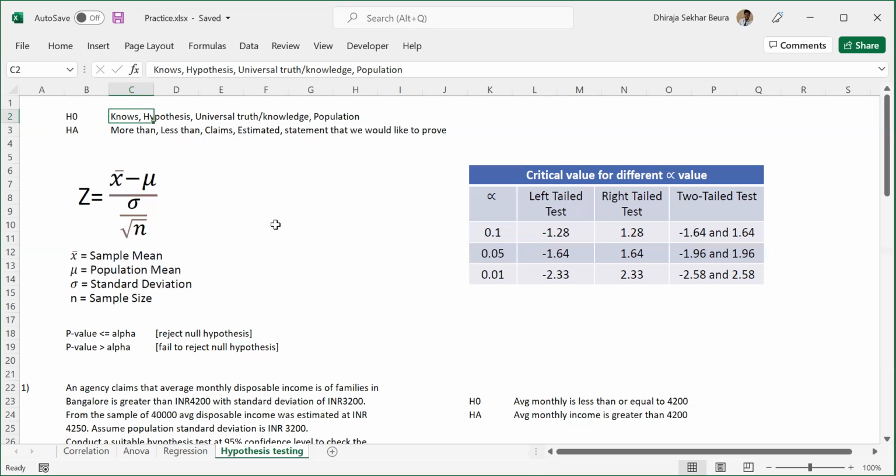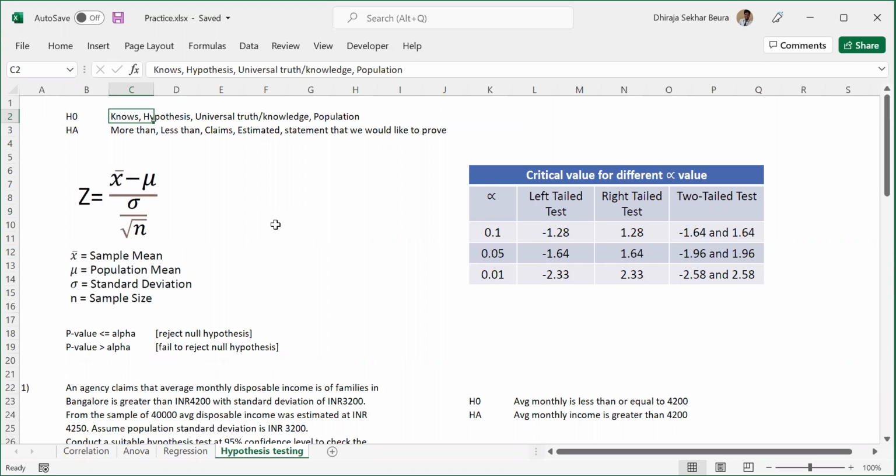Which one is the null hypothesis? Which one is the alternate hypothesis? Can somebody tell? Earth moves around the sun is the null hypothesis, yes, because it is something that we know. So you got the logic of how to apply this, right? Similarly, a universal truth also comes in here, knowledge comes in, and so on and so forth.